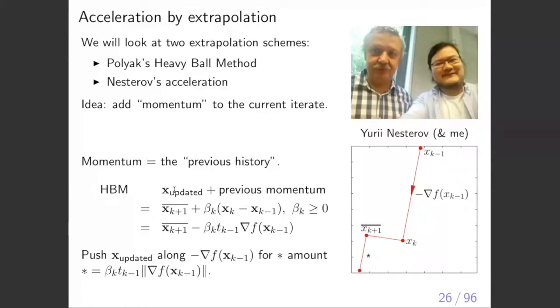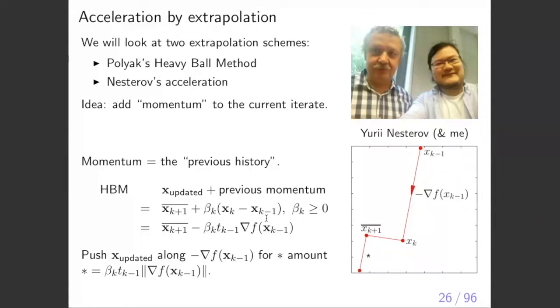Momentum means previous history. Say I'm considering heavy ball method, HBM. Previously, you know that the update is a gradient update. That means you move the point along the negative gradient. So let's denote that point X updated. You have extrapolation, you add momentum. That means you do this. So what is momentum? It's previous history.